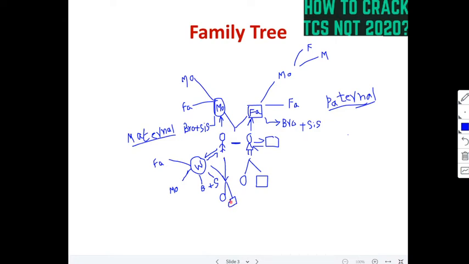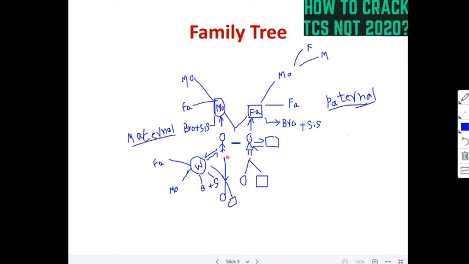And for them, what is the relation between them? Cousin brother, cousin sister. Okay, so for him she is cousin sister, and for her he is cousin brother. So it is like that.